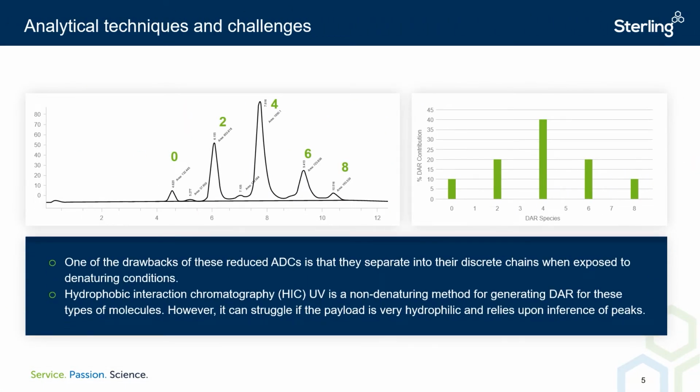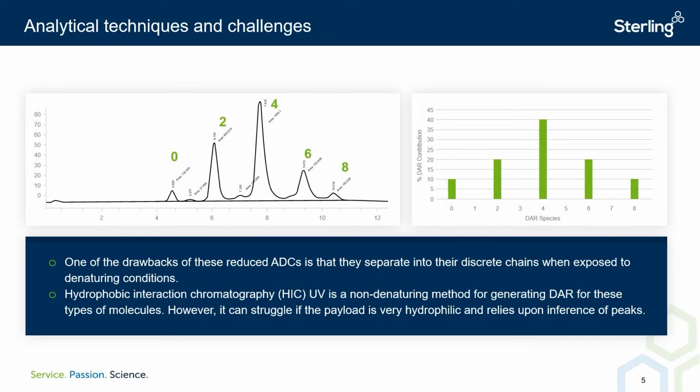One technique for the analysis of ADCs is hydrophobic interaction chromatography, or HIC. Now, HIC is a non-denaturing technique that relies upon the interaction of our ADCs with the stationary phase based upon their hydrophobicity. On the left-hand side, we can see a HIC trace with separation of 0, 2, 4, 6, and 8 drug conjugations, and we can take the peak area under these peaks to get a DAR.